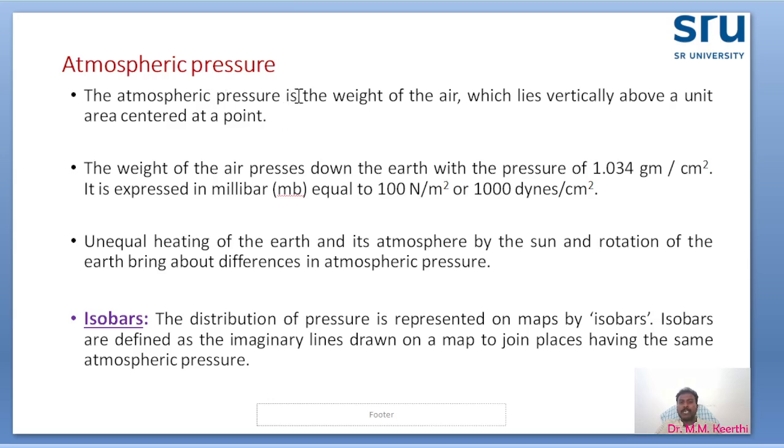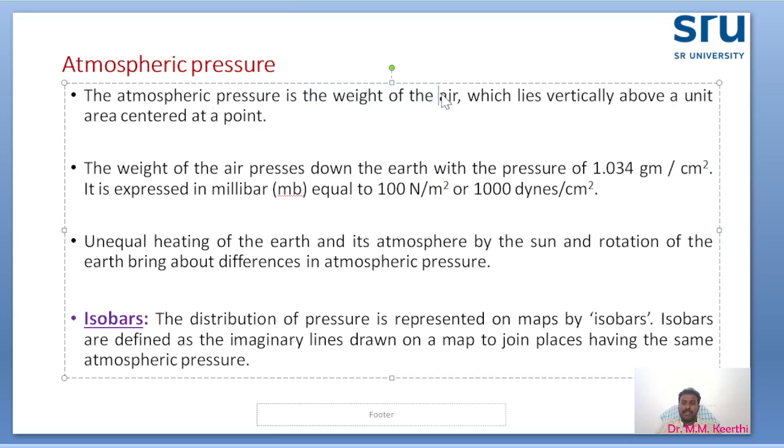Atmospheric pressure is nothing but the weight of the air which lies vertically above a unit area centered at any point. In atmospheric pressure, we talk about isobars. An isobar is an imaginary line drawn on the map wherever the same atmospheric pressure is there. Wherever the pressure level is the same, we connect those places using imaginary lines, which are called isobars.